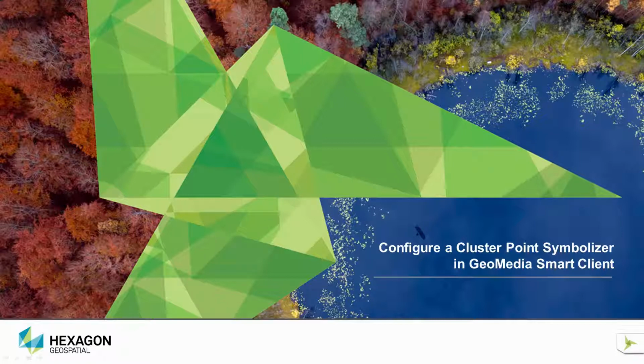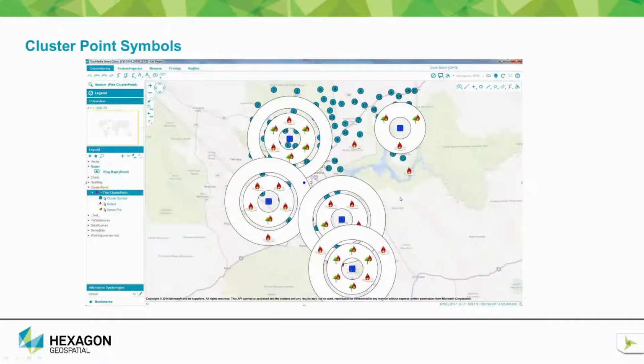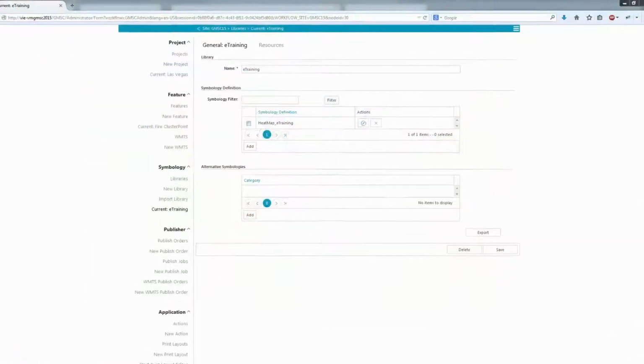In this module, you'll learn how to create a cluster point symbolizer, make adjustments to the symbolizer in GeoMedia Smart Client Administrator, and see the symbolizer results in GeoMedia Smart Client. A cluster point symbol can display multiple points of interest that would otherwise be too close together to view individually. Use the Symbol Style Editor tool to create and prepare styles based on OGC Symbology Encoding SE standards.